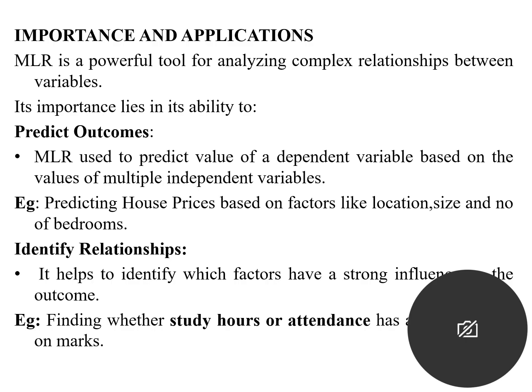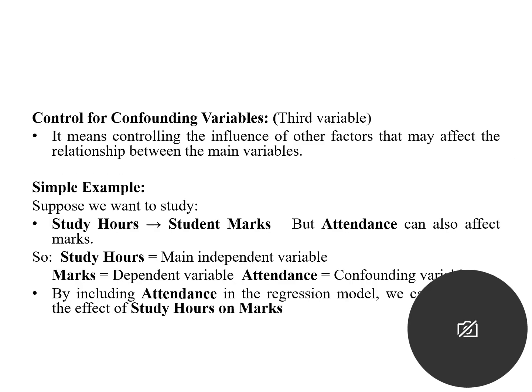Next, we are able to identify the relationship between the variables. It helps to identify which factors have a strong influence on the outcome. Example, finding whether the study hours or attendance has a greater impact on the marks. Next one is control for confounding variables. A confounding variable is a third variable. It means controlling the influence of other factors that may affect the relationship between the main variables.